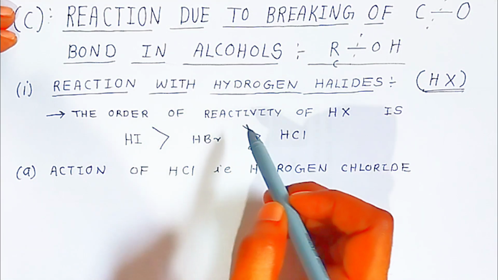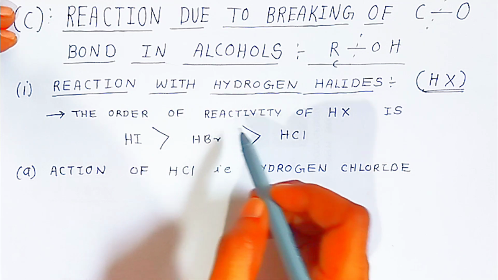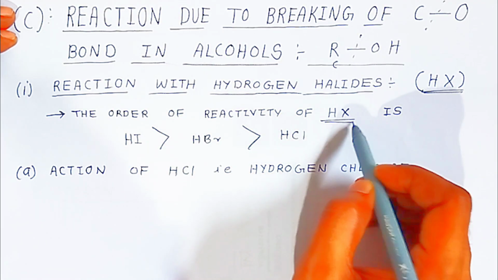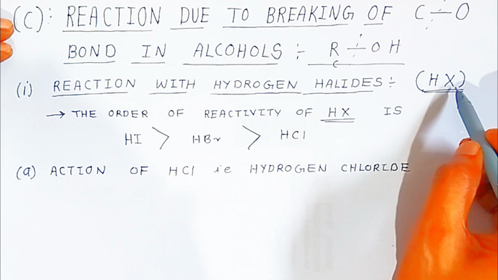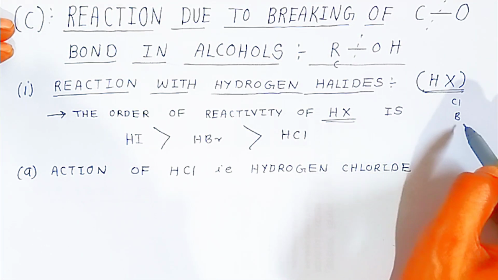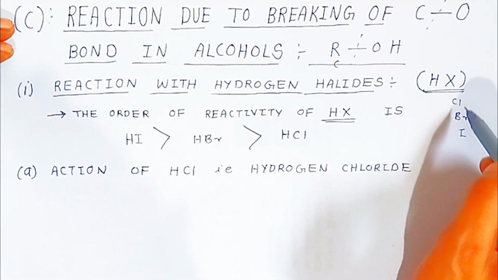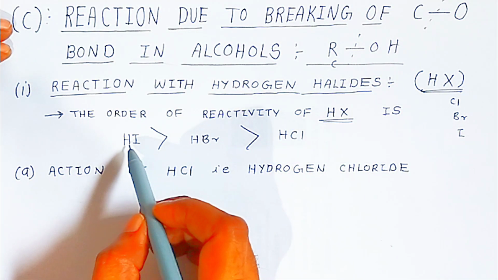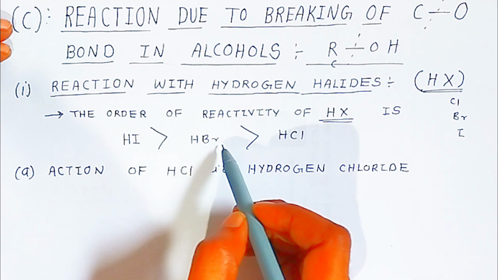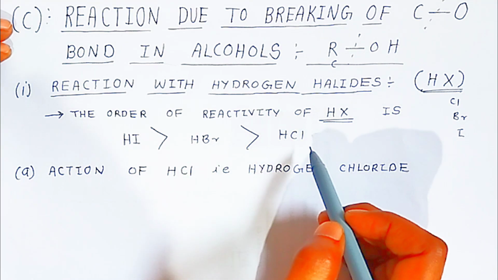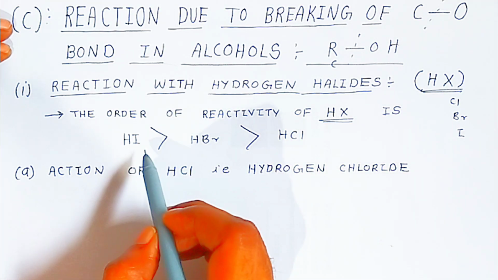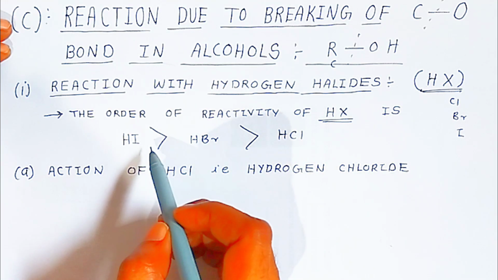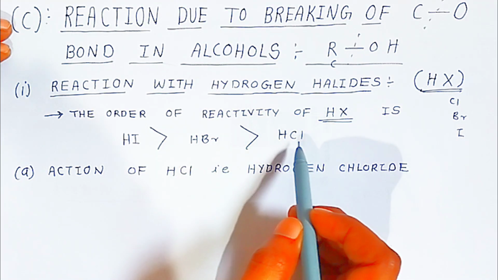Now students, when you see the order of reactivity, which halide reacts with alcohol very fast? The halide may be chlorine, bromine and iodine, so only these three halides I have taken. The order of reactivity of hydrogen halide is: hydrogen iodide is more reactive as compared to hydrogen bromide, as compared to hydrogen chloride. So reactivity goes on decreasing from iodide to chlorine.